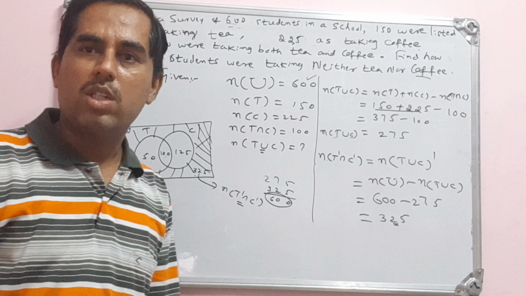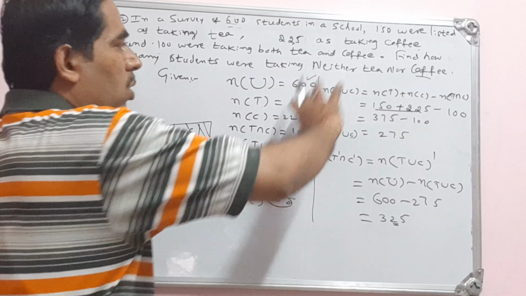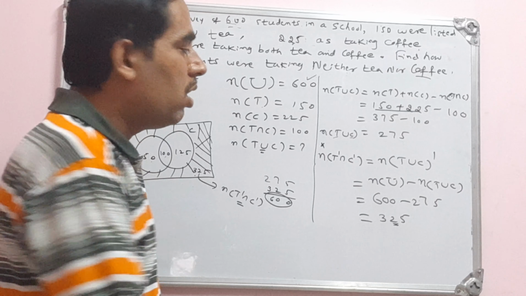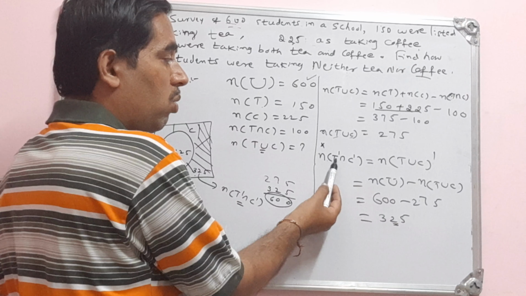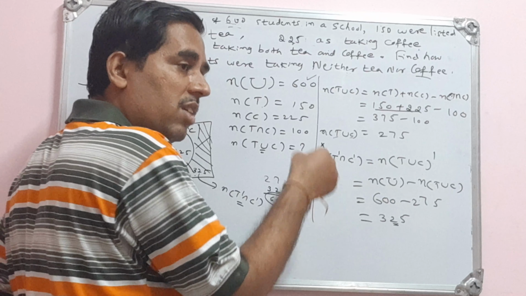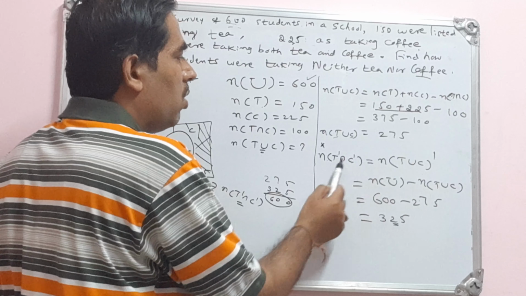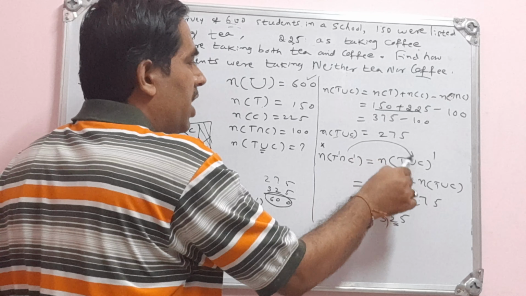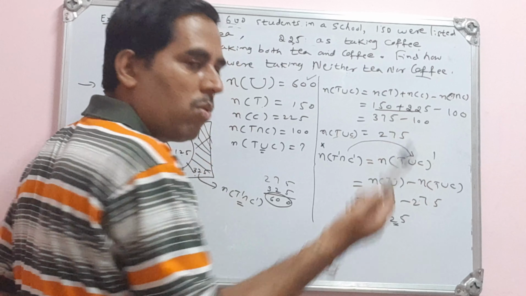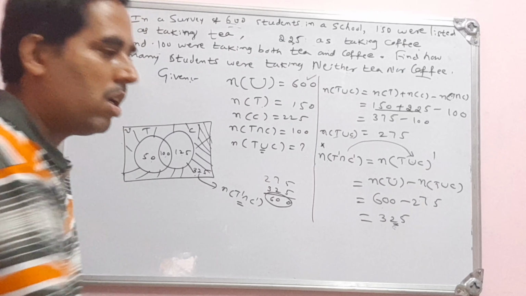So in this way we can solve this problem. First, in the beginning only, we can draw the Venn diagram. Mathematically we can work it out like this. Observe this, this is De Morgan's law. The persons who don't drink tea, that is T dash, and coffee, that is C dash, so that is the intersection T dash intersection C dash, which can be written as T union C whole dash. The complement of T union C is nothing but the universal set minus that set, T union C. So we subtract 275 from 600, we get 325.